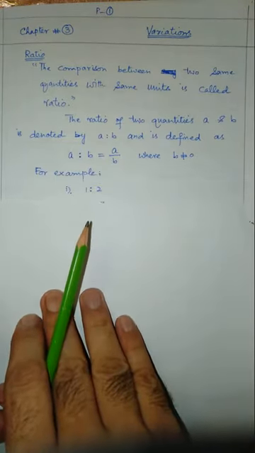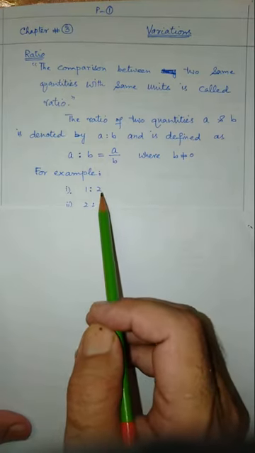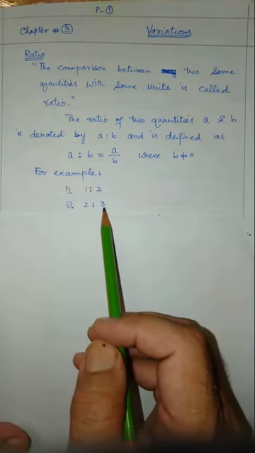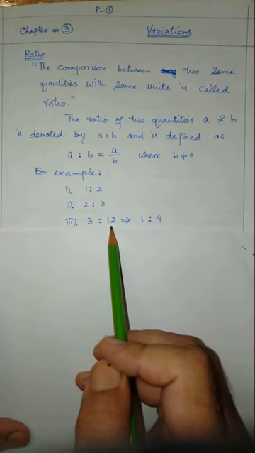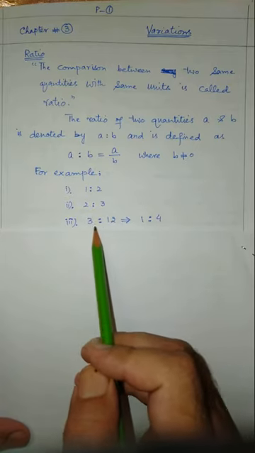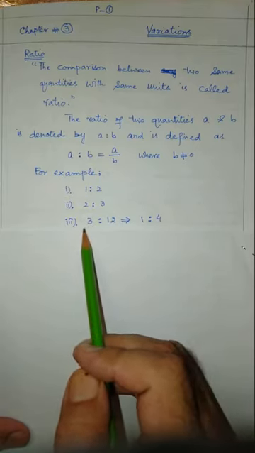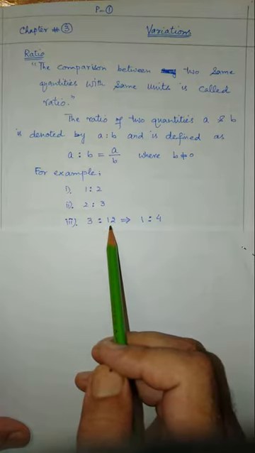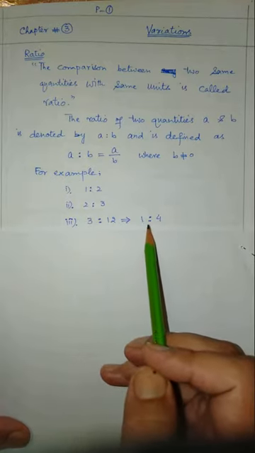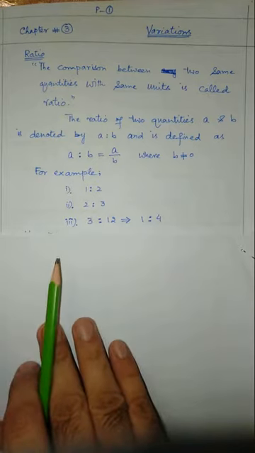For example, 1:2, 2:3, 3:12. This is not the simplest form. If we divide 3 by 3 and 12 by 3, then the simplest form is 1:4.